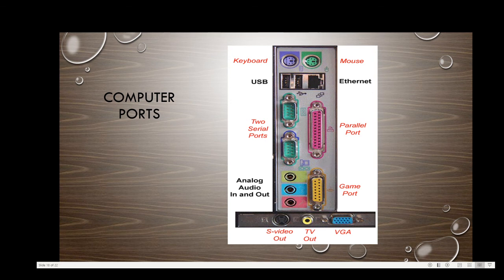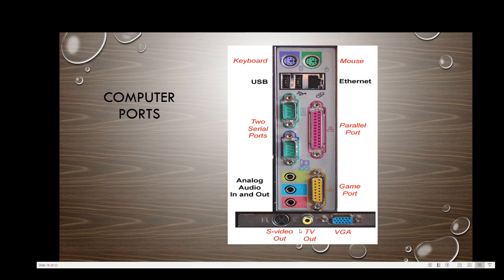And these are some of the ports that we usually see in the CPU, the back part of the CPU. We have these ports for the keyboard, the mouse, USB, Ethernet, two serial ports, and this is a parallel port. Then the analog audio in and audio out units, game port, video out, TV out, VGA. So these are some of the computer ports that are there in a CPU. You can find all these different types of ports in the back part of the CPU.